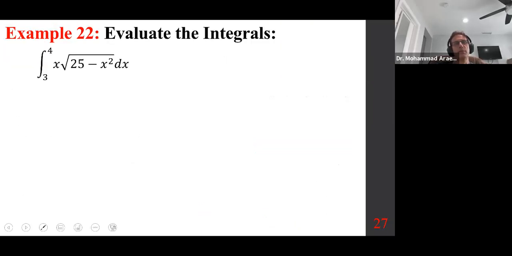Evaluate the integral. The purpose of that is to see how a definite integral is evaluated with the substitution method. So there are two methods. We can do the math and go back to the original variable first. So let's look at that.